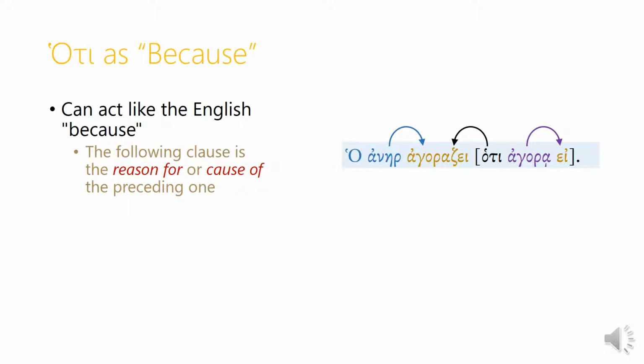Notice that the only way we can tell what kind of role the Hoti clause is playing is by looking at context. And sometimes this will be ambiguous. Is this acting like "that"? Or is this Hoti acting like "because"? And sometimes we'll have to make an educated guess.